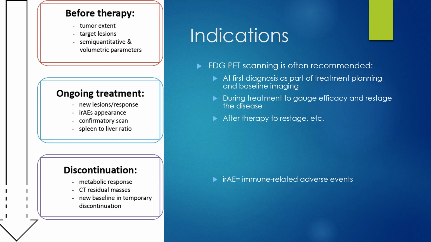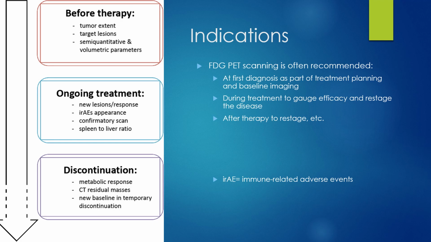FDG PET scanning is often recommended at the first diagnosis as part of the treatment planning and baseline imaging. This is where they are just discovering that a patient has cancer and they're using it to help stage and determine the treatment plan. And then during the treatment, it helps to gauge the efficacy of the treatment and restage the disease. And then after therapy, it's used to help restage and evaluate for metastatic disease or return of cancer.